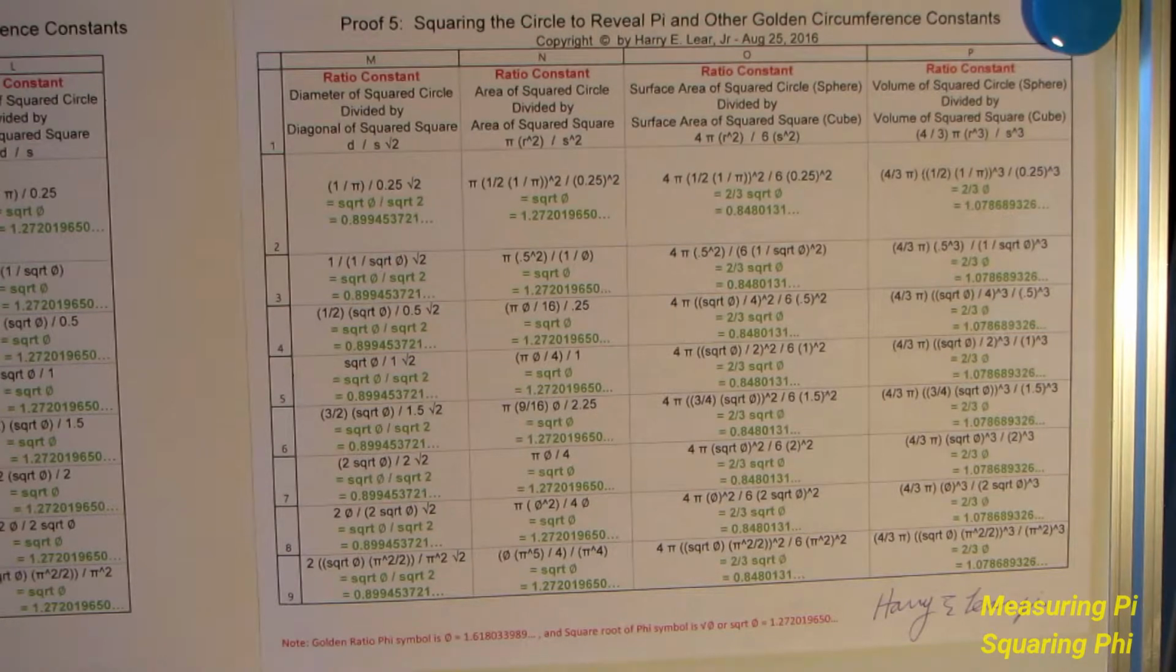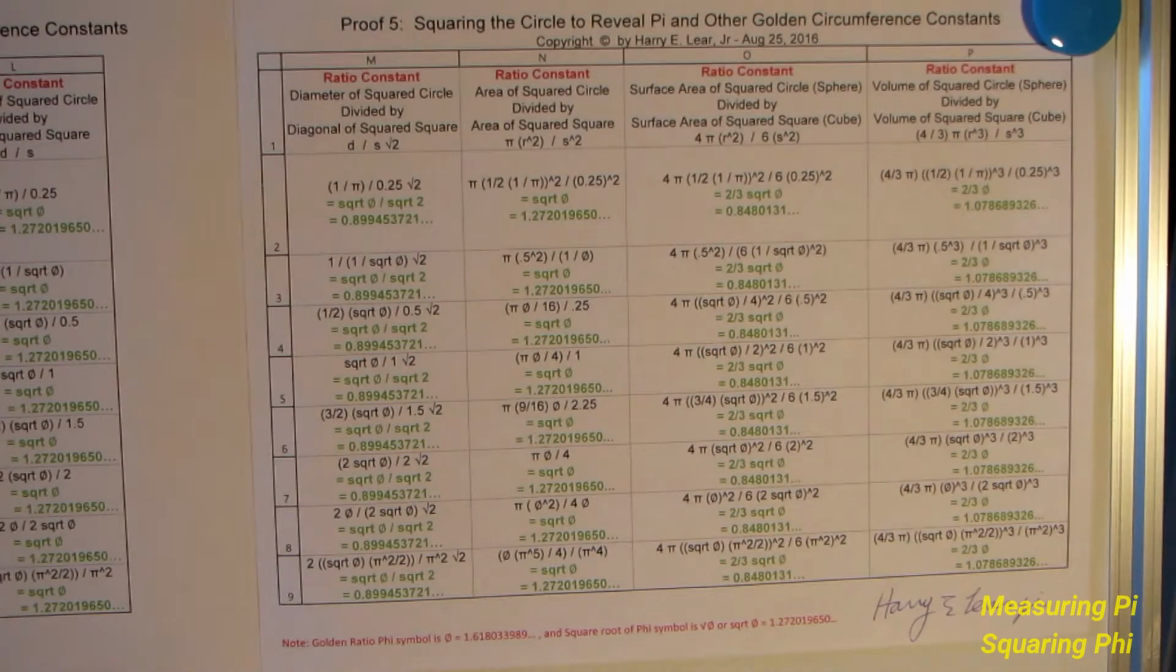What about the area of the squared circle divided by the area of the squared square? It ends up being, amazingly, square root of phi, again, for every circle. That's the relationship of those attributes. Well, let's take it further. What about the surface area of the squared circle divided by the surface area of the squared square, which means we're doing a comparison of the surface area of a sphere to the surface area of the cube. And that ends up being, as you can see, 2/3 the square root of phi in each case. 2/3 the square root of phi in every equation, every computation, every ratio.